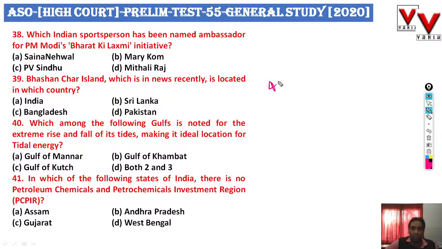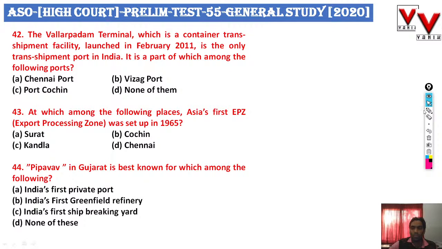Now we are going to discuss question 41: in which of the following states of India is there no petrochemical or petroleum chemicals and petrochemical investment region? That is Assam. The right answer is Assam.